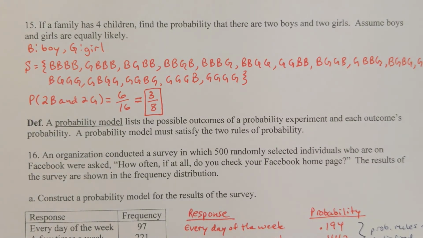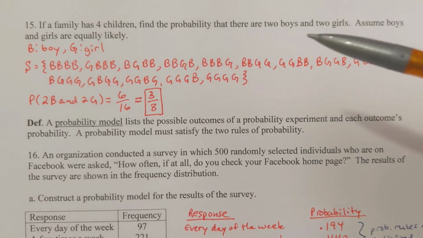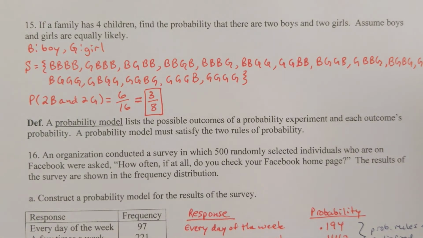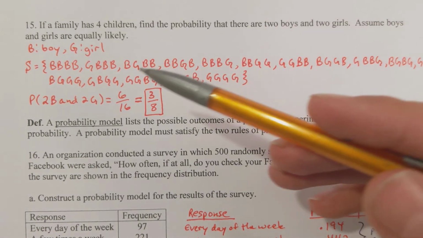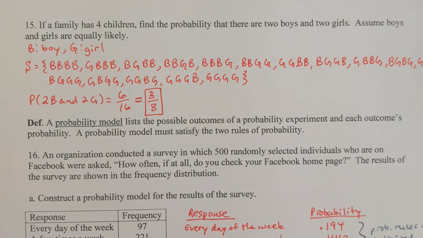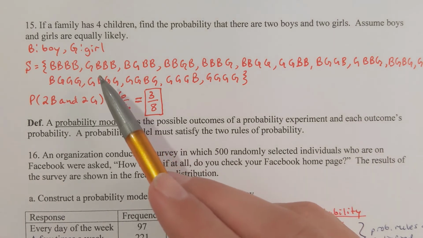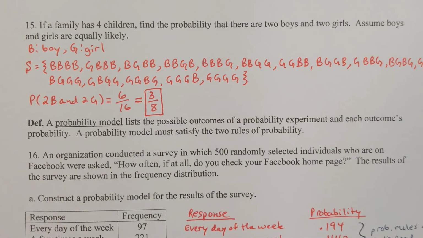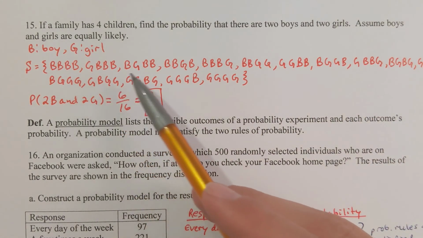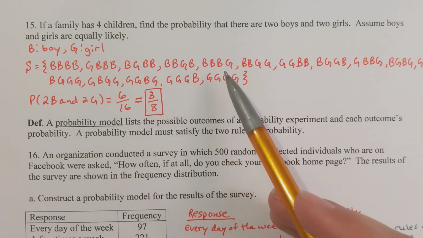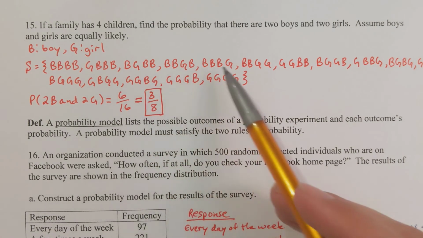So the sample space would be the first thing that I have to know. So what are all the ways that this family can have 4 children? Okay, well, one way is if all 4 are boys. Okay. Another option is if you have 1 girl and 3 boys. Now the 1 girl can come either first, second, third, or fourth. So I'd have 4 outcomes to list there.